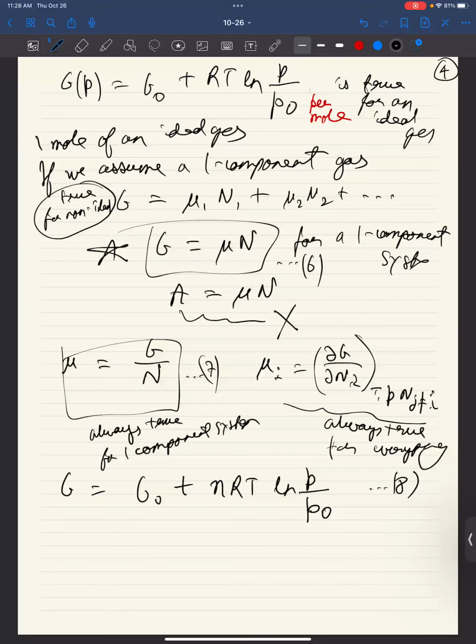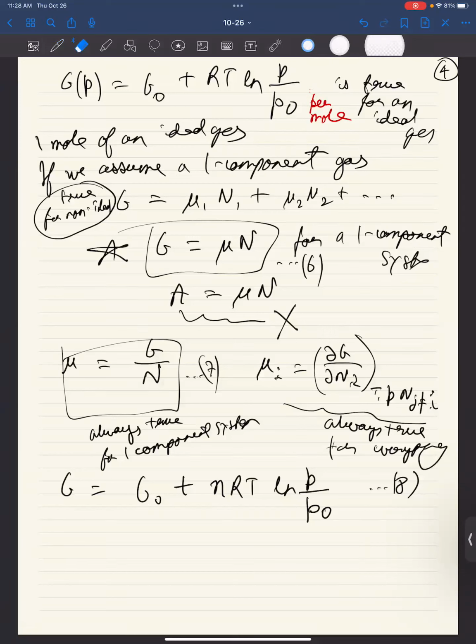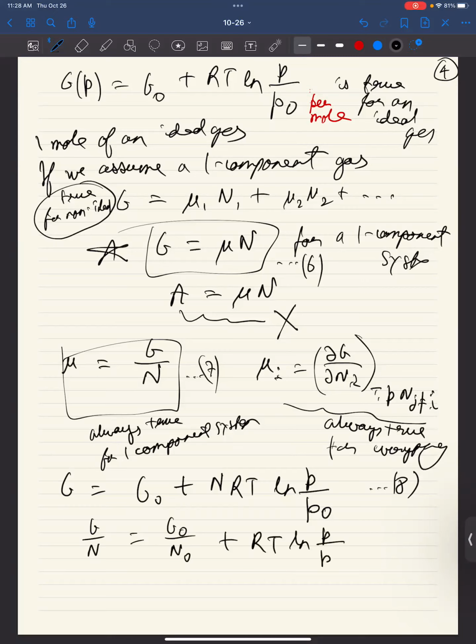So I want you to put equation 7 in equation 8 and then see what happens. I should be using capital N everywhere. I'll use capital N. That's more consistent. So if I divide both sides by capital N, what do I get? G by N is equal to G naught by N plus RT ln P by P naught. Now look at equation 7. Equation 7 says that G by N for a one component system, with as many moles, is mu. Everyone happy with that? For a one component system, G by N is equal to mu.